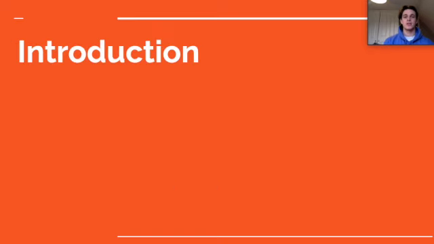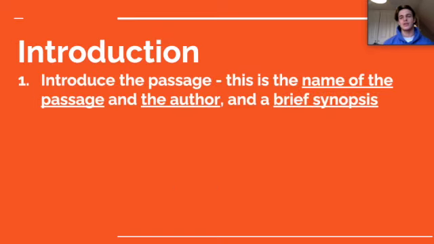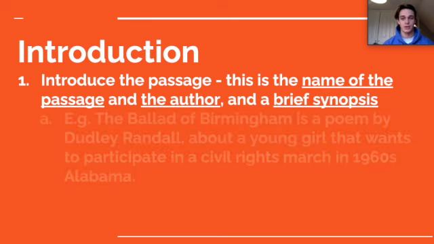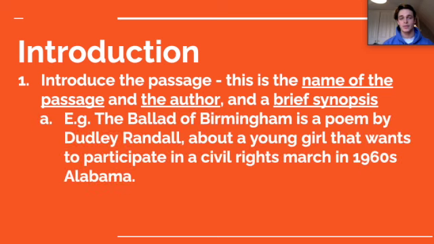So, the introduction. First things first, you need to introduce the passage, okay? You need to do this in the first line of your introduction, and you need to state the name of the passage, the author, and you need to give a brief synopsis. This helps the examiner know that you know what the poem is about, or what the passage is about, okay? For example, taking this poem, The Ballad of Birmingham, we can say, The Ballad of Birmingham is a poem by Dudley Randall about a young girl that wants to participate in a civil rights march in 1960s Alabama.